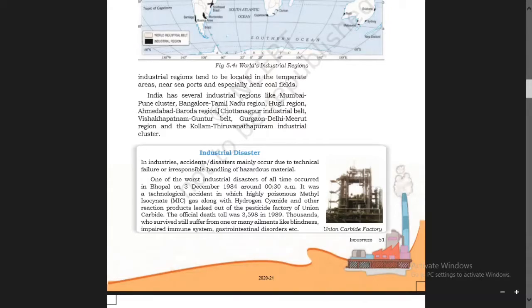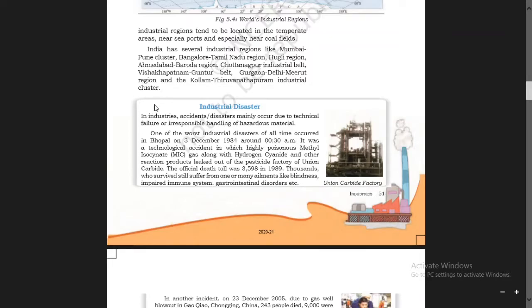Baroda region, Chotanagpur industrial belt, Visakhapatnam, Guntur belt, Gurgaon, Delhi, Meerut region and the Kollam Thiruvananthapuram industrial cluster. Cluster means group. Here in our country, India, we have several industrial regions which are given here.